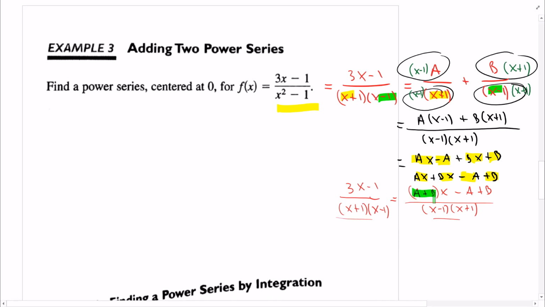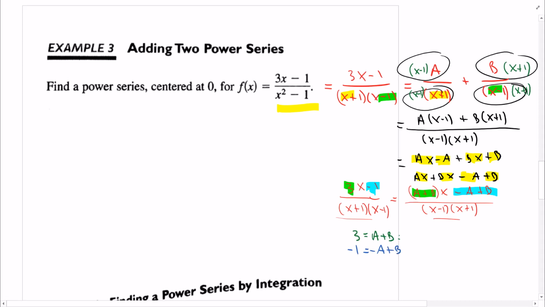This piece right here is the coefficient of x. I need the coefficient of x to be 3, so I can write a plus b equals 3. Or maybe it's better for you if I write it as 3 has to equal a plus b. And then I can see here that the constant piece, these two, needs to equal -1. So we're going to write -1 equals -a plus b.